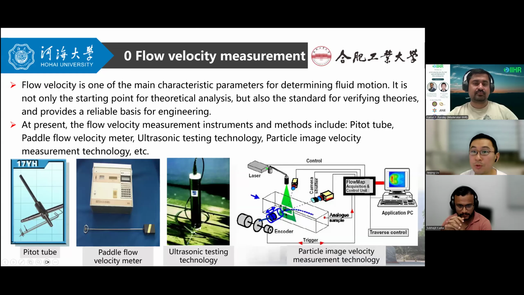First of all, I will introduce some methods for measuring flow velocity in experiments. Flow velocity is one of the main characteristic parameters for determining fluid motion. It is not only the starting point for theoretical analysis, but also the standard for verifying theories, and provides a reliable basis for engineering. At present, the flow velocity measurement instruments and methods include the pitot tube, tidal flow velocity meter, ultrasonic testing technology, particle image velocimetry, and so on.